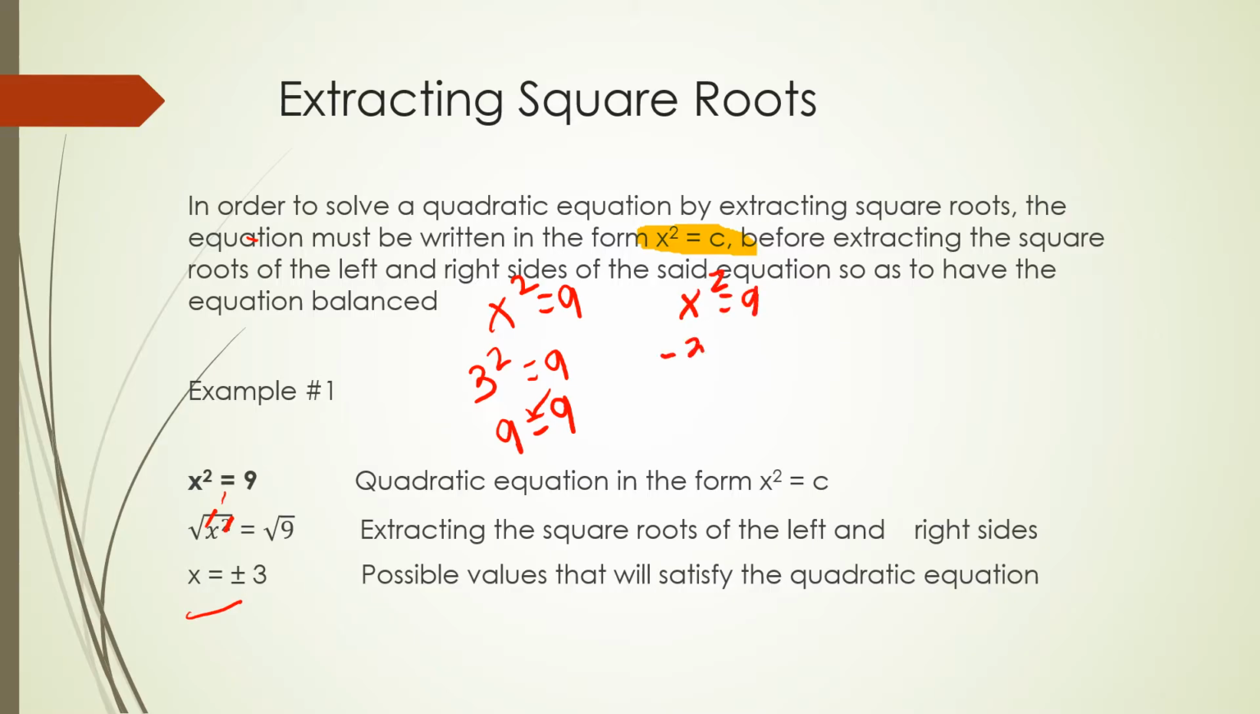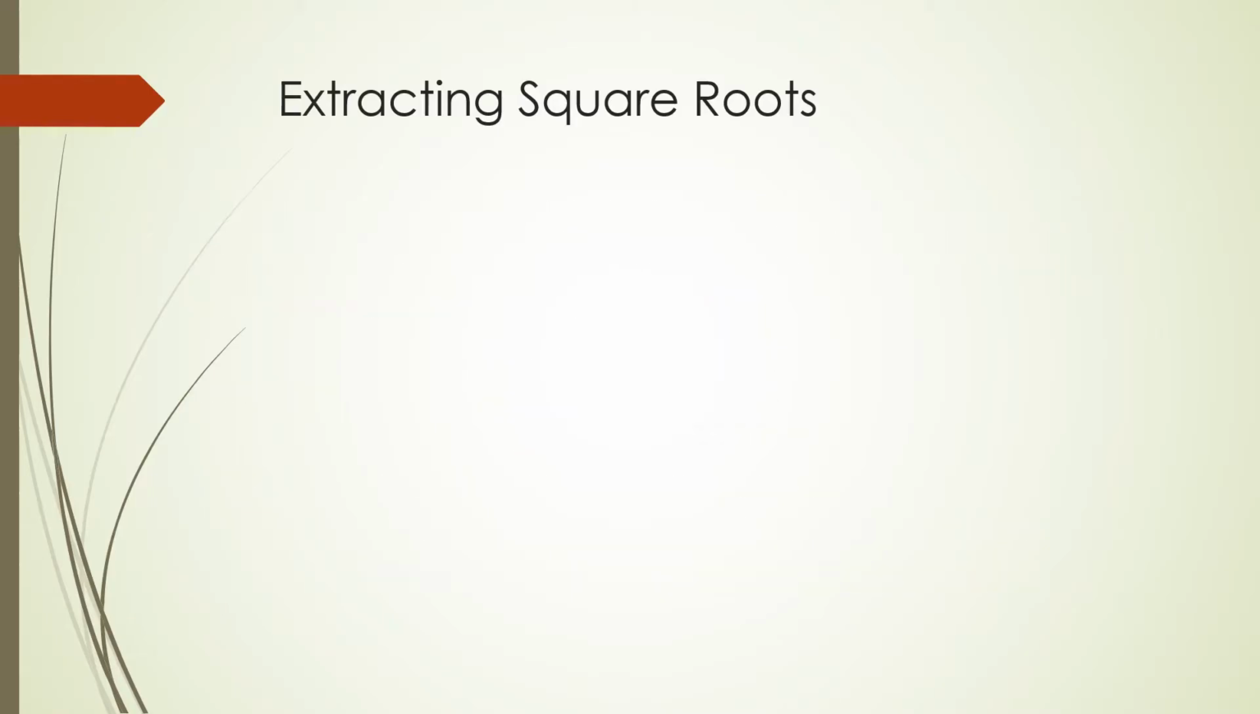Okay? And then, another one, which is x squared is equal to 9. Substitute negative 3. Negative 3, including the negative, and then squared. And then you have 9. Negative times negative will become positive. So, 3 times 3, again, 9 is equal to 9. So, those values, positive and negative, satisfy the given equation.